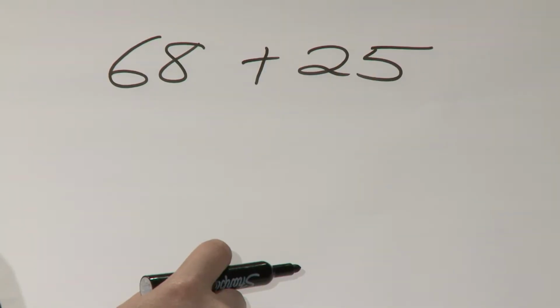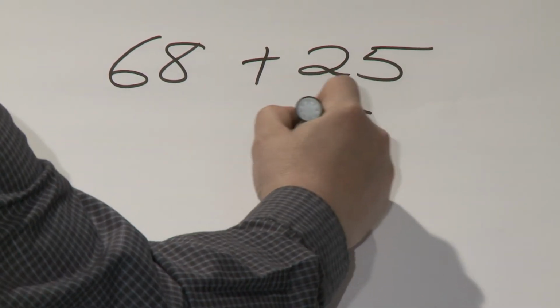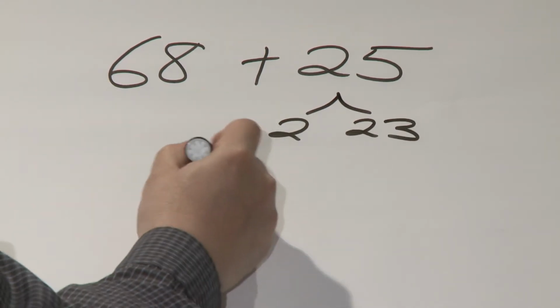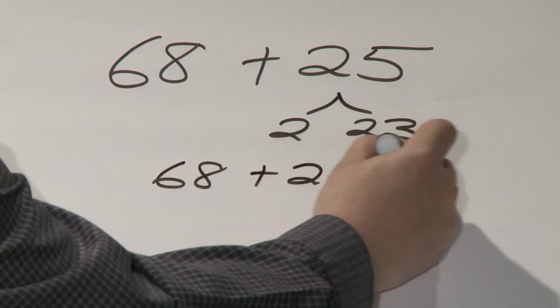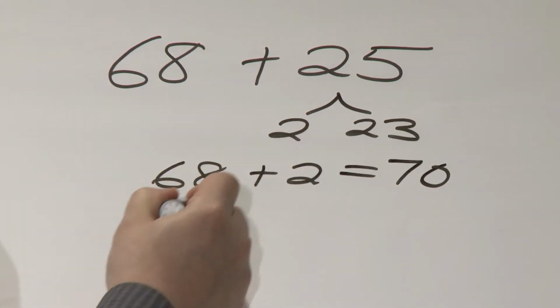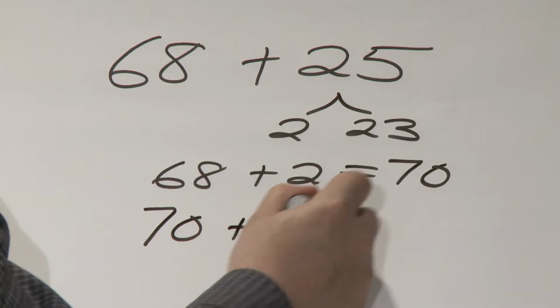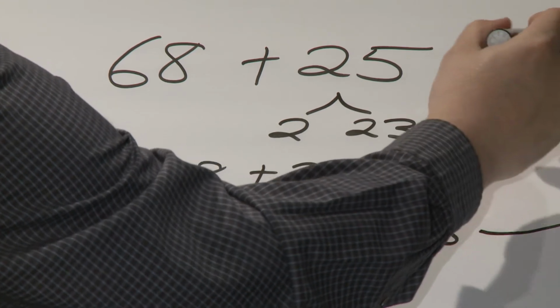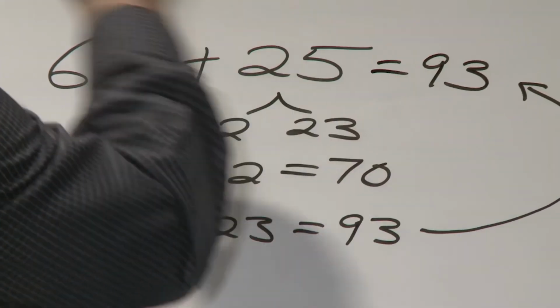Let's take a look at 68 plus 25. We can break apart both addends by their place value. Or we might break apart numbers so that the computation is more friendly. I might think of 25 as 2 and 23. This is helpful because I can use the 2 with 68 to make a new 10. 68 plus 2 equals 70. 70 plus 23 equals 93. So 68 plus 25 equals 93.